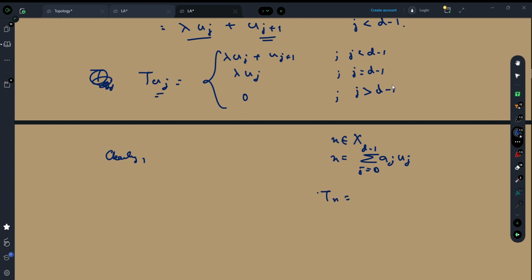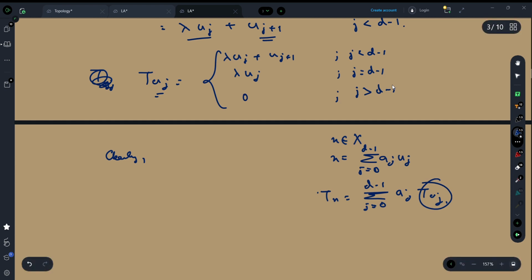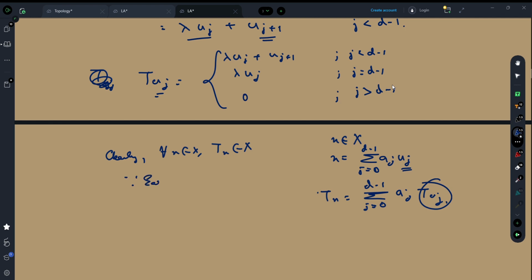So what is T of x? T of x is the summation, j equal to 0 to d minus 1, of aj T of uj. But T of uj is again a linear combination of the same set of elements uj. So indeed, T of x is again a linear combination of these elements uj's. Hence T of x is again in the span of these elements, which means T of x is inside X again.